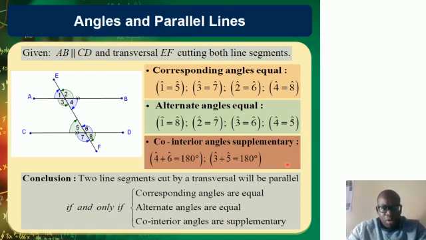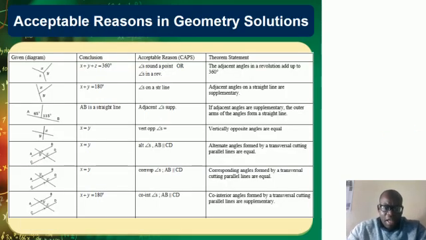So what can we conclude? We can conclude that two line segments cut by a transversal line will be parallel if and only if the corresponding angles are equal, the alternating angles are equal, and the co-interior angles are supplementary. Here I've also attached the acceptable reasons in geometry. In my first video, I talked about some of them.